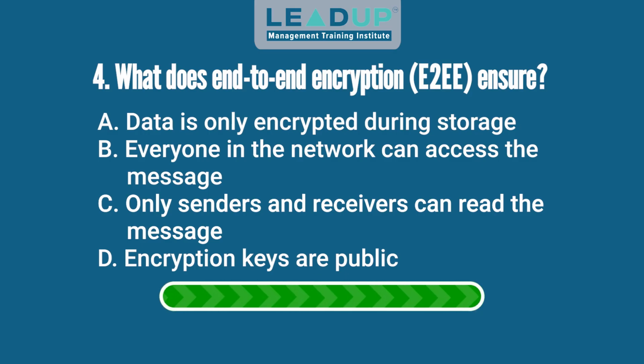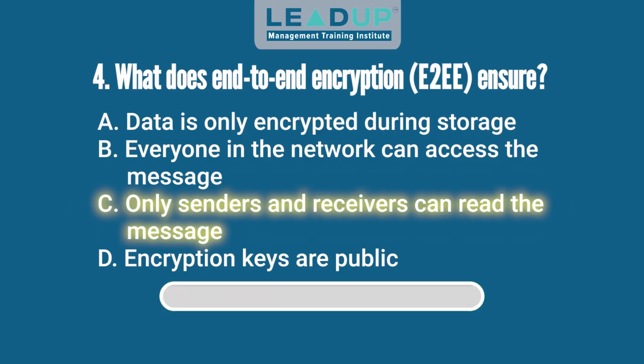Question 4. What does end-to-end encryption, E2E, ensure? A. Data is only encrypted during storage. B. Everyone in the network can access the message. C. Only senders and receivers can read the message. And D. Encryption keys are public. The answer is only senders and receivers can read the message.